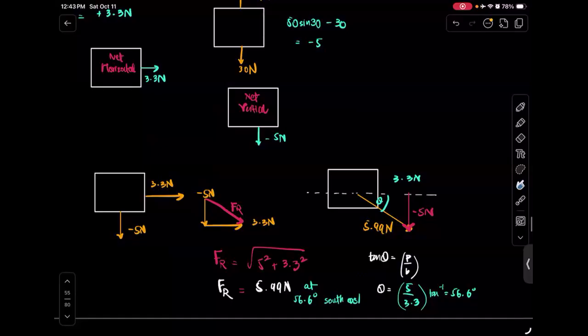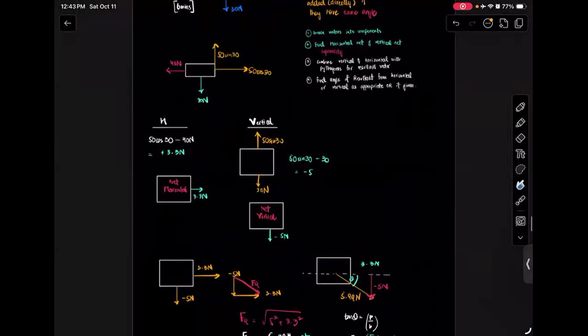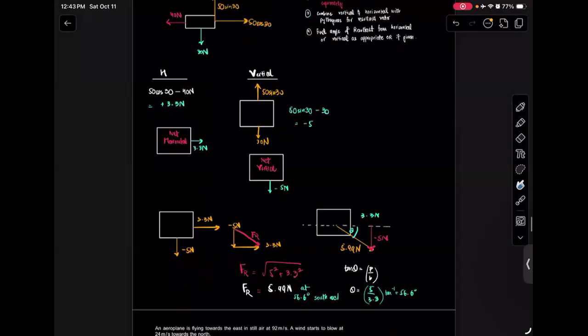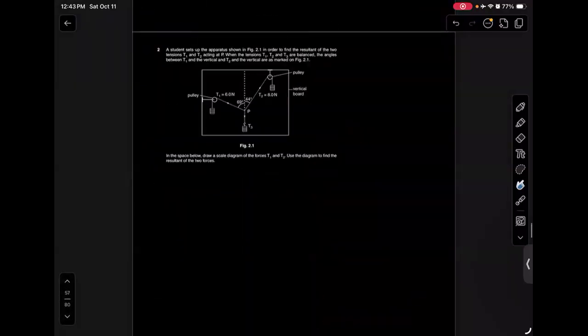Yeah, I got it to 5.99, and I forgot to calculate the angle. That's fine. But you do know how to calculate the angle, right? We've done that previously as well. Okay. Yes, Kaima, got it? Yes. Okay, perfect. So now let's try solving this question.